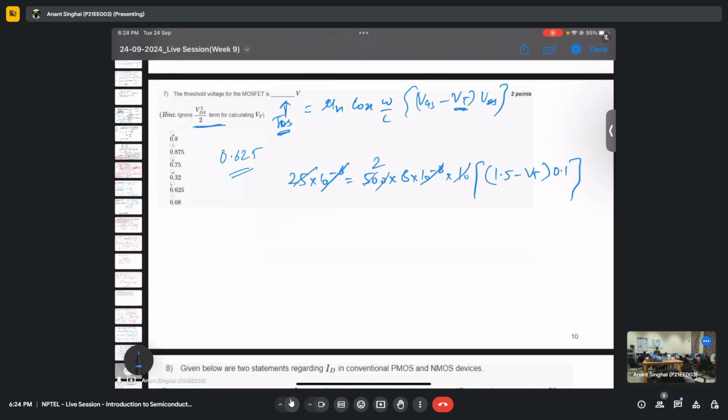This is, I guess, 16 now. 10 by 16 is 1.5 minus VT. VT is 1.5 minus 10 by 16. So something like that. What is this? 10 divided by 16 minus 1.5. I'm getting 0.875, which is option B.